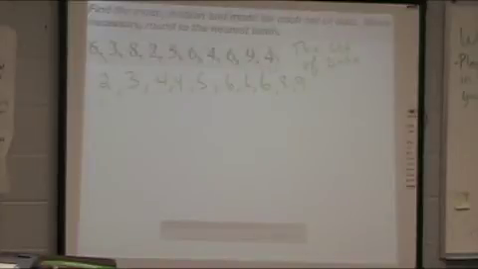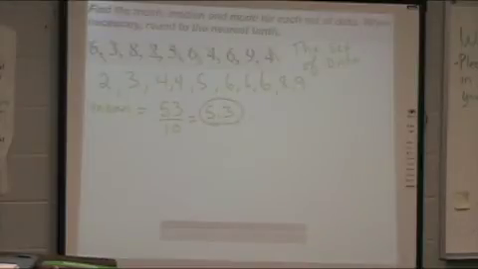The first thing I want to find is the mean. Okay? The mean is the what? The average. So when you add all these up, what is it? 53? And how many of them are there? 10. So I do 53 divided by 10. And that equals 5.3, which is my mean.